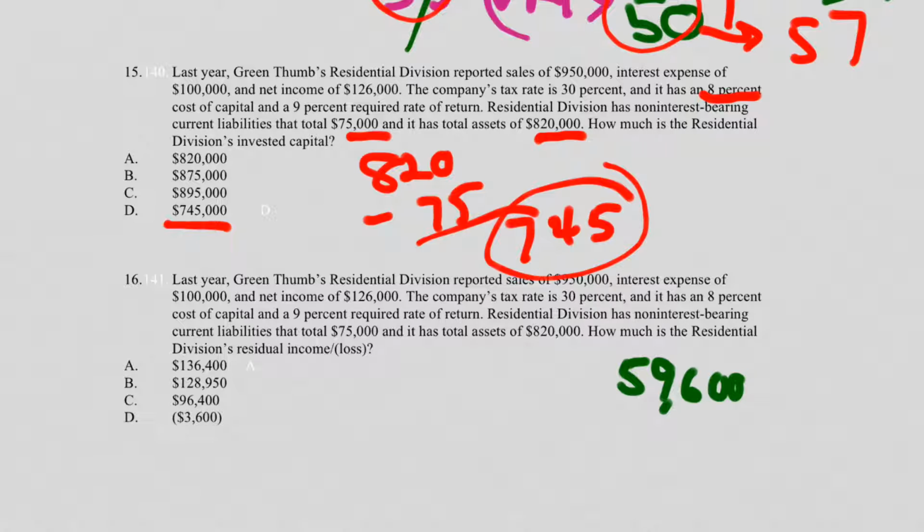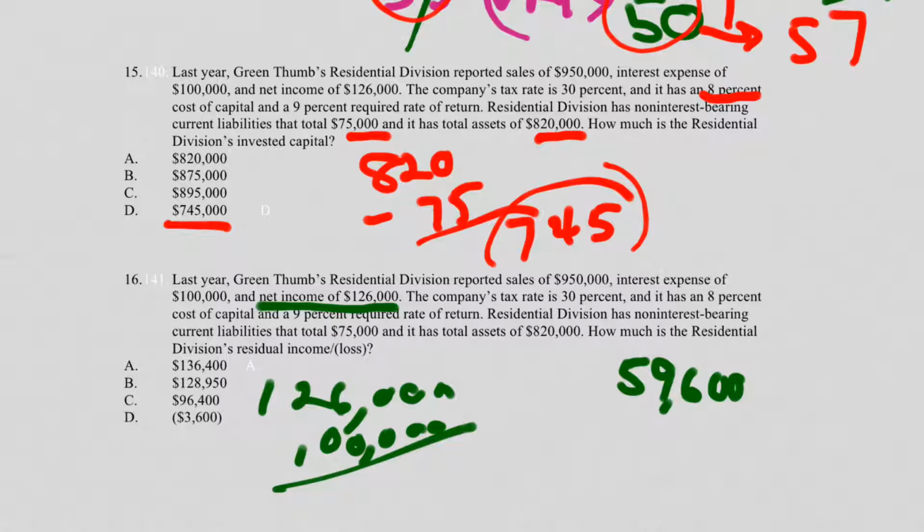And what is problem 16? What is the residual income? So let's do the math. The way it works with residual income is we start with the formula. We start with the net income. Don't let sales bother you. We don't need that information. You just need to know the net income, 126, minus the interest expense, which they tell you is $100,000. So you got 26,000 right here.